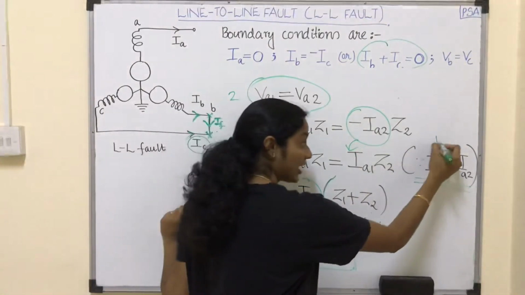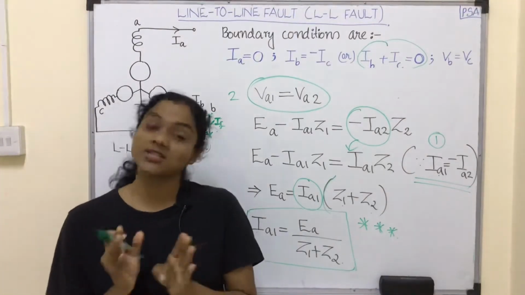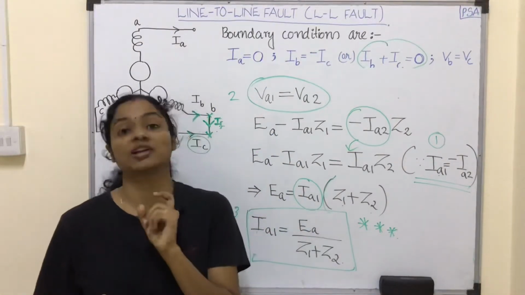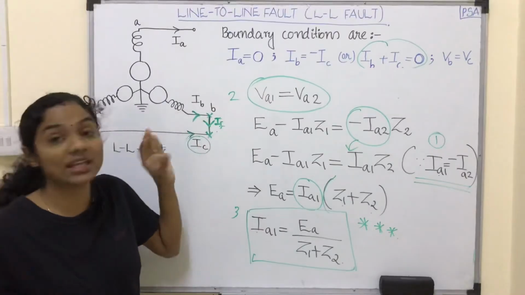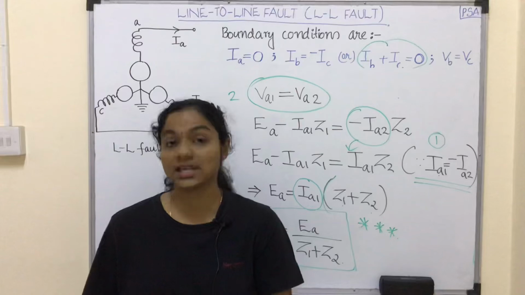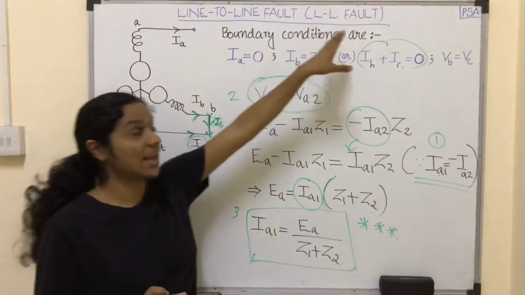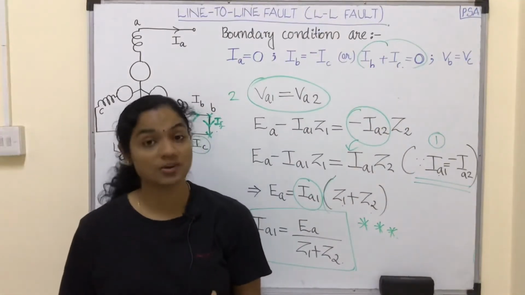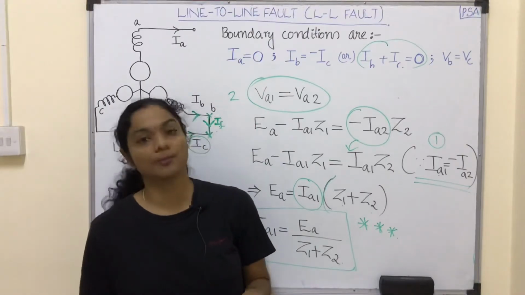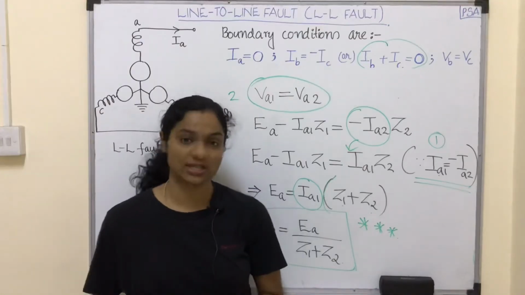With these three results, let us now look at the interconnection of sequence networks for the LL fault, and we should note one thing: there is no significance for the zero sequence network, as we have already seen IA0 is not equal to 0. Since this is an LL fault, there is no significance of ground. There is no ground means there is no zero sequence component.